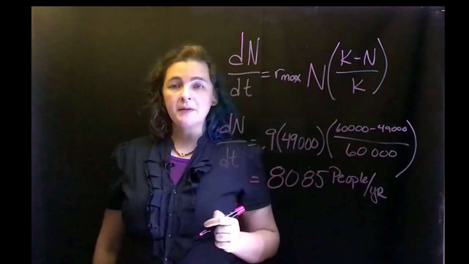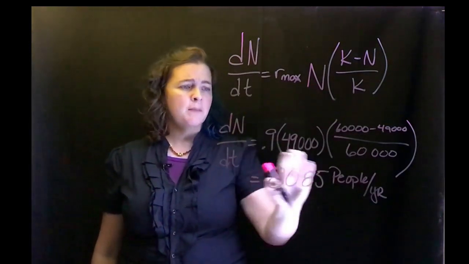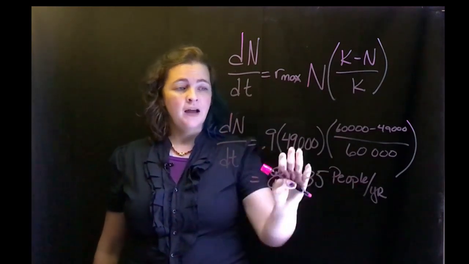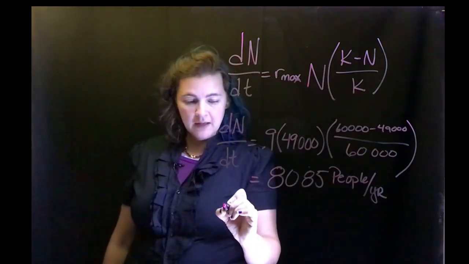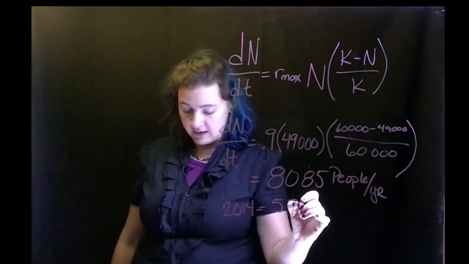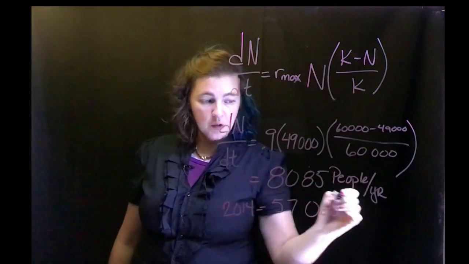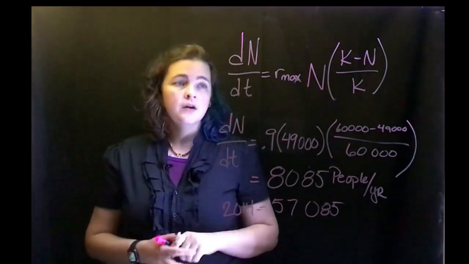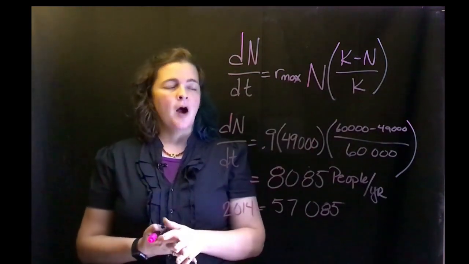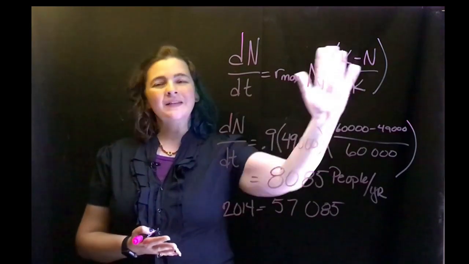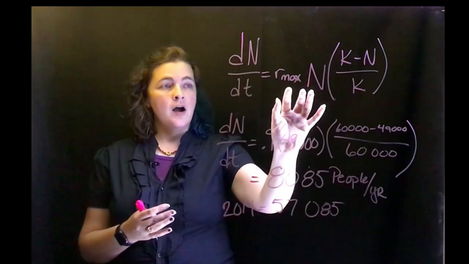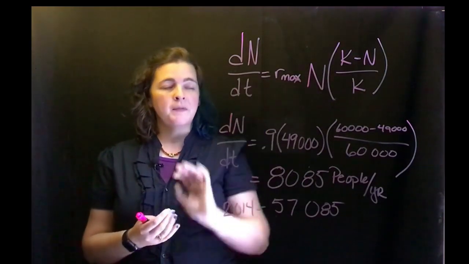So then when we're looking at the population size at the beginning of 2014, because remember 49,000 was for 2013, we're going to add this 8,085 to the 49,000. So at the beginning of 2014, our population is going to be 57,085. So we are getting close to that carrying capacity. So again, remember, R max is generally going to be a decimal. N is the size of your population. If you are not given K, then you don't want to use this equation. You want to use either exponential growth or population growth.